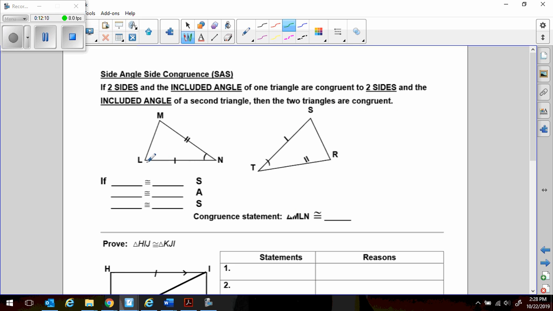If they give you the information for this side equaling this side, that has one dash and one dash, so LN is congruent to ST. Then they give us this arc right here, that's angle N. Angle N is congruent to this arc right here. It has one arc, it is angle T. And they give us MN. You see there are two dashes right here. It's congruent to TR.